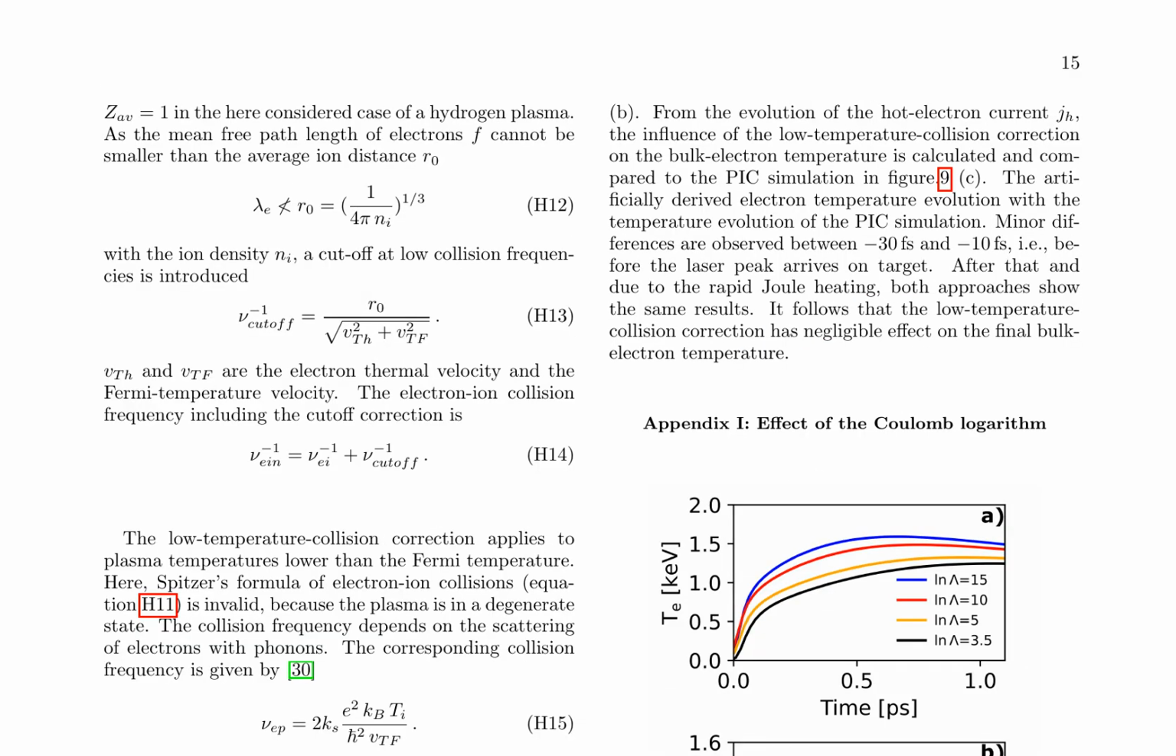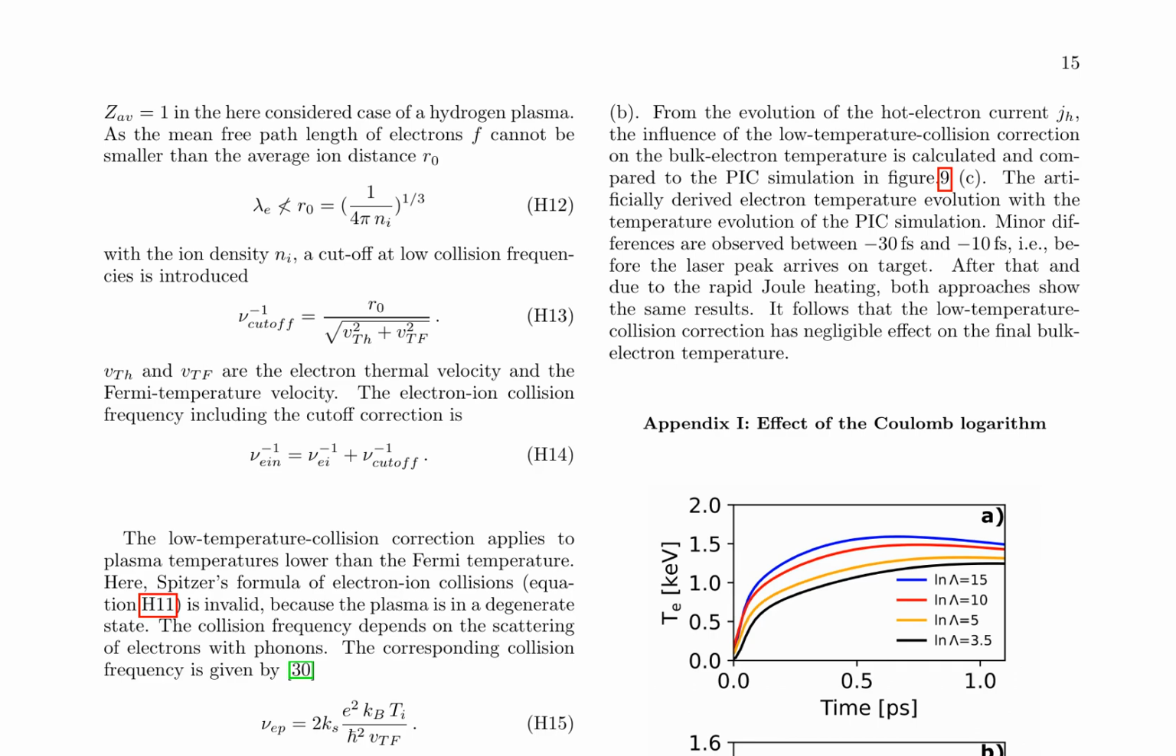Here is the combined summary of pages 15 and 16 of the research paper. The paper addresses the electron-ion collision frequency in a hydrogen plasma, which is crucial for understanding the energy transfer from hot electrons to bulk electrons. The collision frequency is corrected for low-temperature collisions, where Spitzer's formula is invalid due to the plasma's degenerate state.